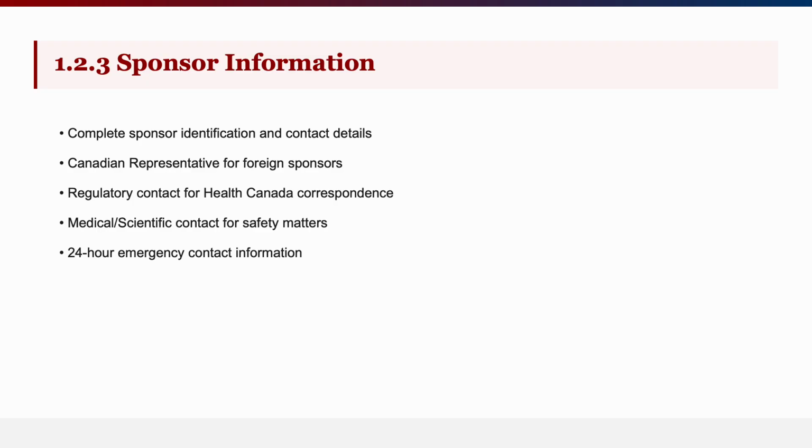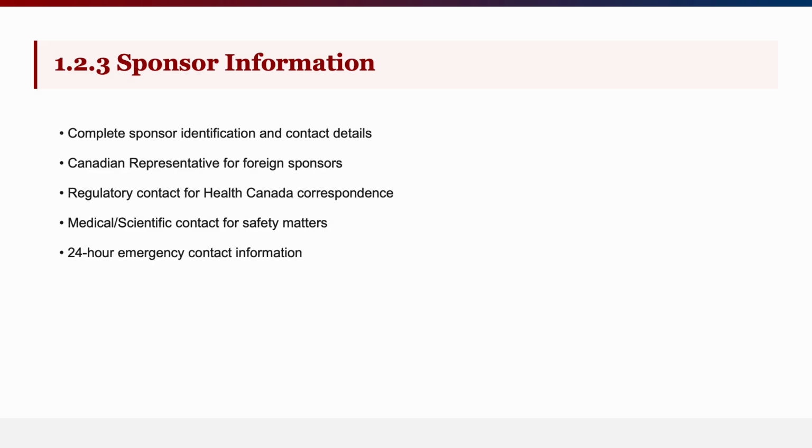Section 1.2.3 contains detailed sponsor information. Getting this right is essential for smooth communication with Health Canada. Complete sponsor identification includes the legal company name, address, and contact information. For clinical trials, Health Canada needs to know exactly who is taking responsibility for the trial.